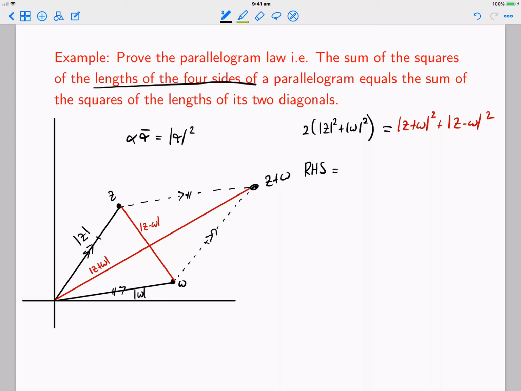So instead of saying the modulus of Z plus W squared, I'm going to say this is the same as Z plus W times the conjugate of Z plus W. And likewise the second one I can think of like this: Z minus W times the conjugate of Z minus W. One of the other properties we spoke about is that instead of adding and then taking the conjugate, you can take the conjugate and then add, or subtract for that matter. So using that property, I can split up the conjugate like this.